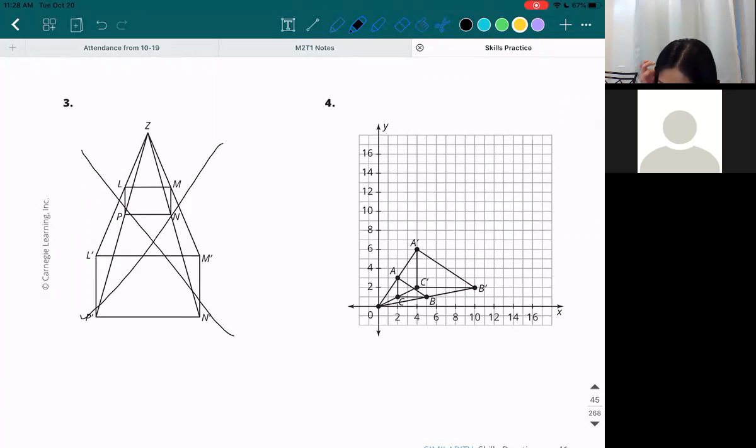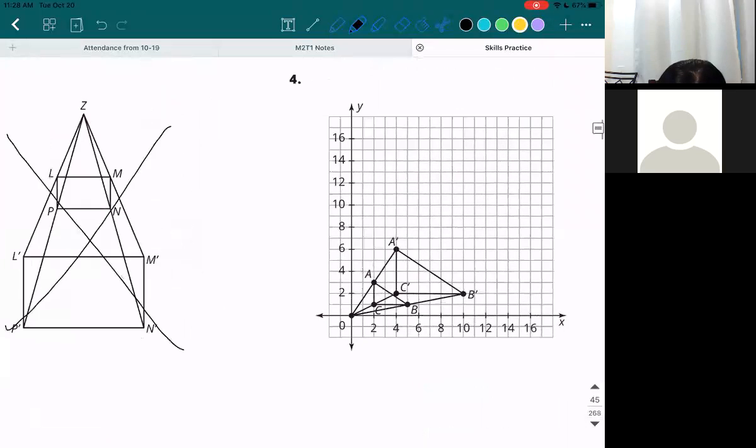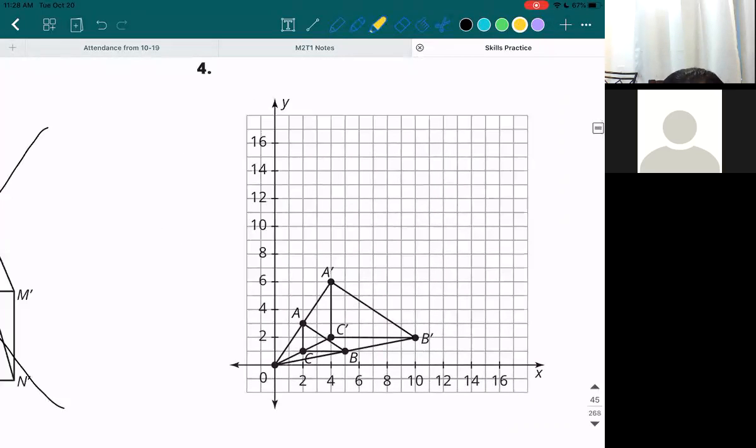Okay, so in order to determine the scale factor, we have to pick 2 corresponding points. For the sake of simplicity, I'm going to use the A points, okay? So in example 4, I'm going to pick this one and this one. So A and A prime. That little mark on this second A, that's called a prime. So it's A prime, okay?